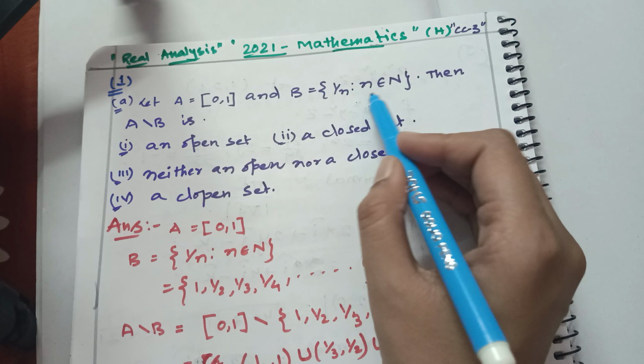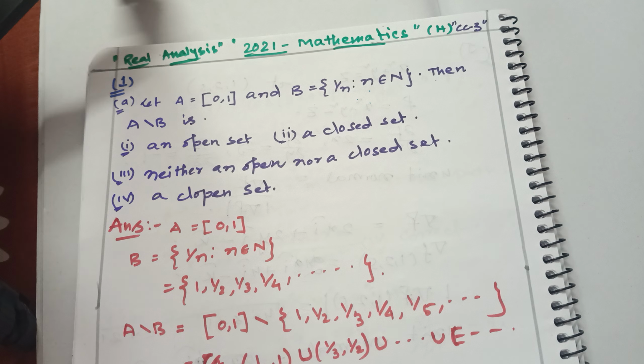{1/n such that n belongs to natural numbers}. Then A minus B is an open set, closed set, neither open nor closed, or closed set. Which option is correct?